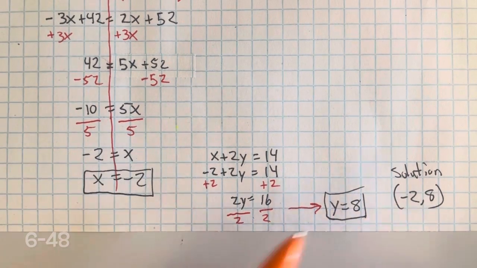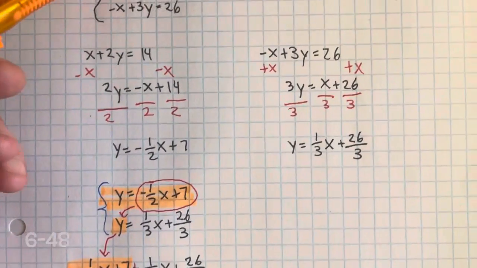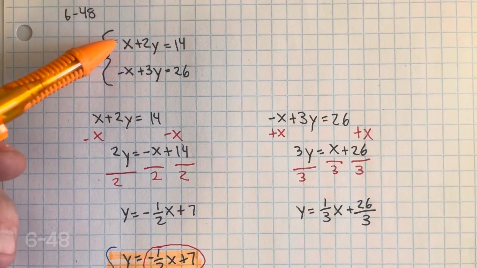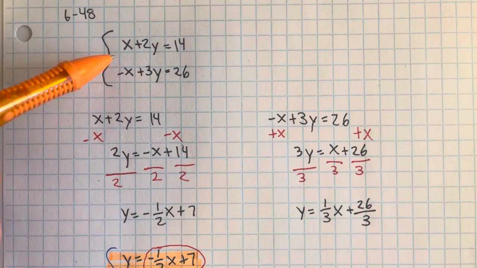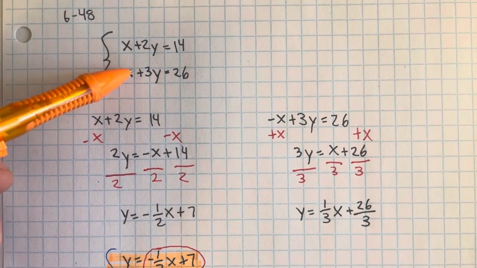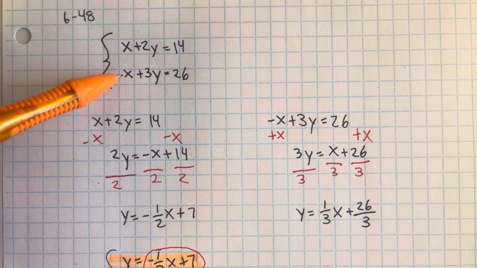And what does that mean, negative 2, 8? It means that if I plug in negative 2 for x and 8 into y for both of these equations, it's the only solution that will make both of these true.